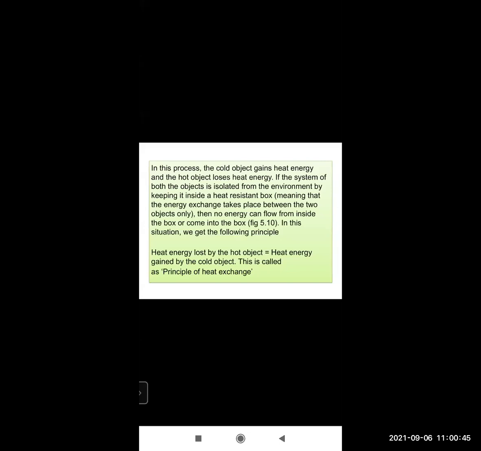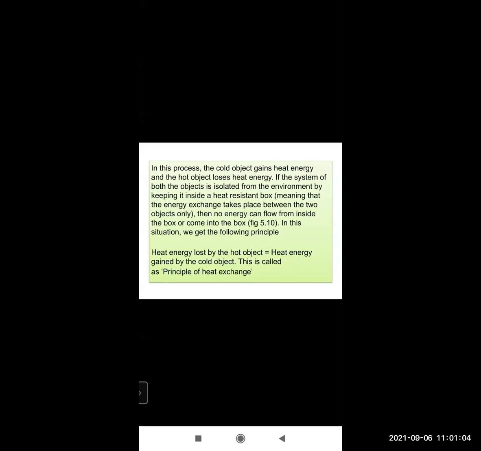The change in the temperature continues till the temperature of both the objects attain the same value. Now, what happens? The temperature of the cold object increases and the temperature of the hot object decreases. This change in temperature continues till both the objects attain the same temperature. In this process, the cold object gains heat energy and the hot object loses heat energy. Right. So in this activity, the cold object gains heat energy, and the hot object loses heat energy.